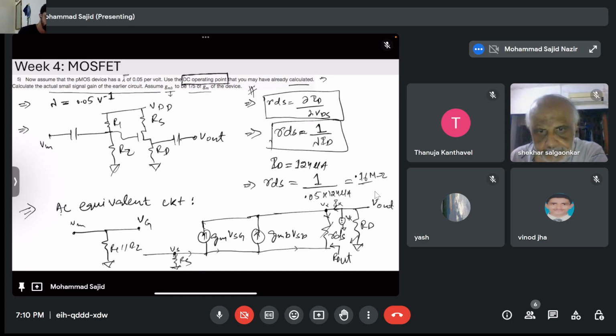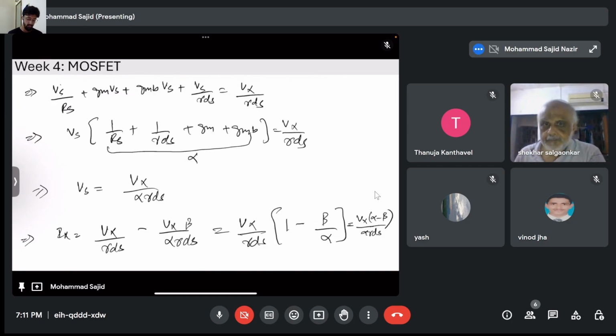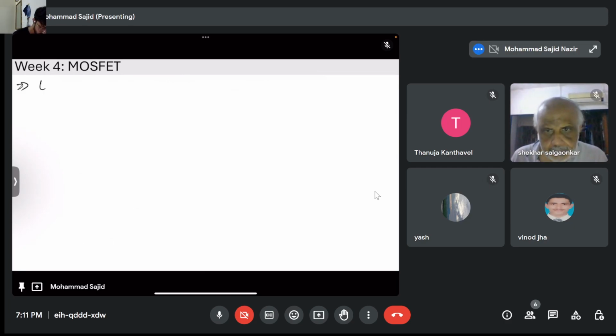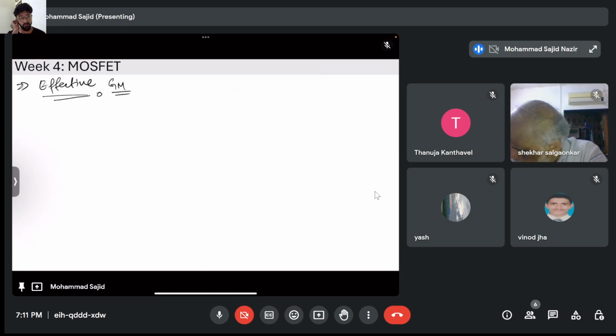Do one thing, try to solve this at the end as well. This is small signal circuit analysis. Calculate R out using the method I have shown, and if there is some discrepancy, let me know in the next session. Okay, so this is one, have to calculate R out. Next we have to calculate effective Gm, right? Since there is a source resistance and drain resistance, Gm will change.